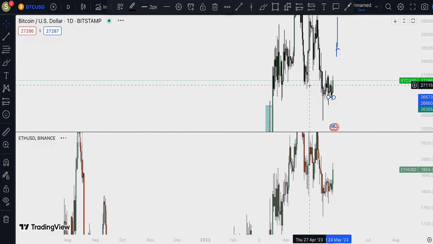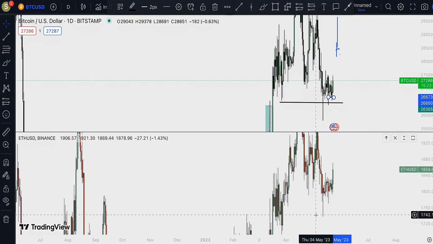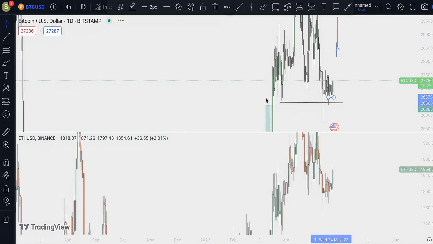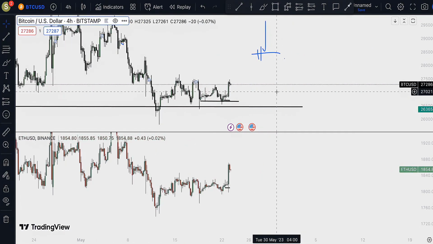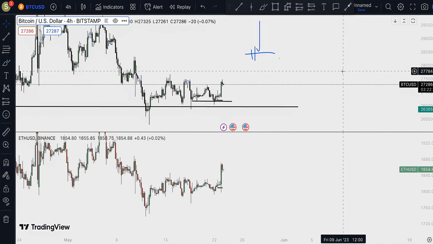So what we did is first we saw an SMT divergence on the daily time frame. You can see this one, okay? Bitcoin swept this low, Ethereum hasn't. Then we shifted to the 4-hour time frame, okay? For daily we use the 4-hour chart. So you can see you got an order block here, a bullish order block, and when it retested this region we entered into our longs.